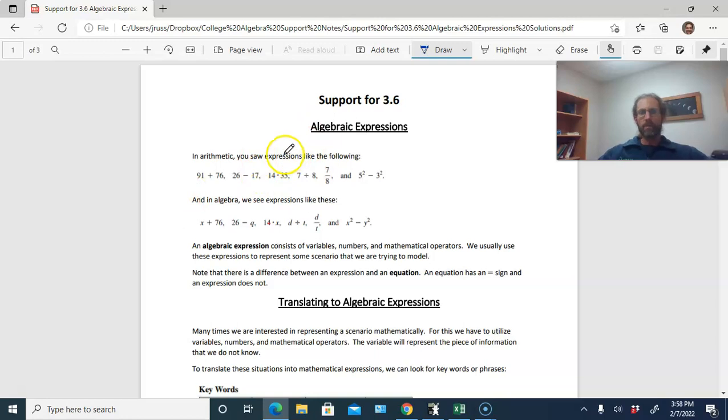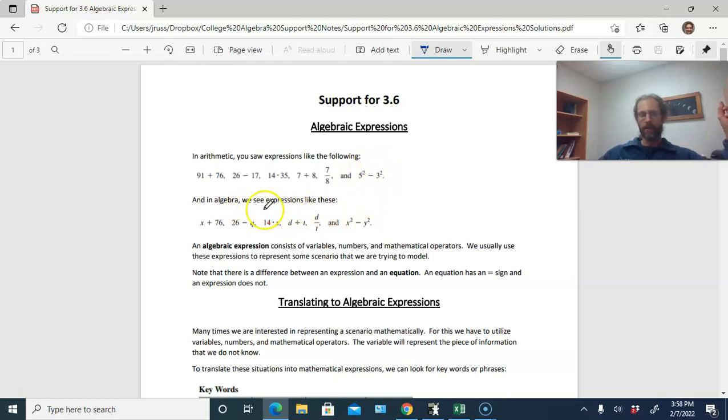So these are some examples of algebraic expressions. An expression, guys, does not have an equal sign. The minute that you see an equal sign in it, it is an equation. So these are all expressions. So 91 plus 76, 7 divided by 8, 5 squared minus 3 squared.